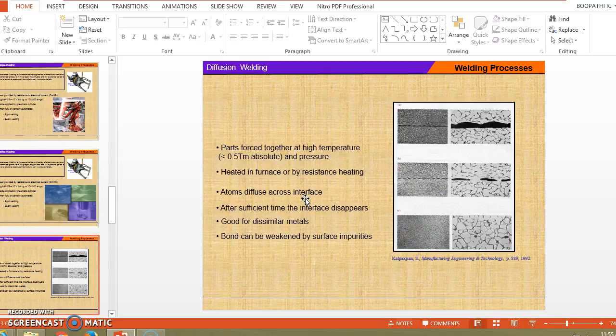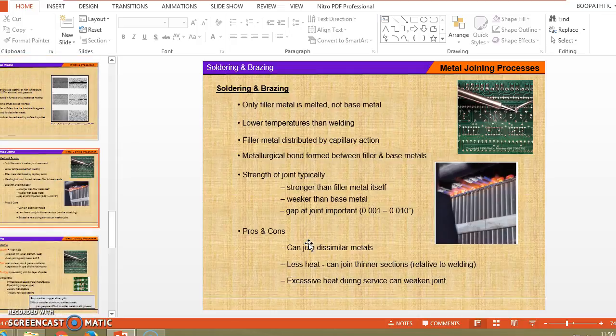In diffusion welding, parts are forced together at high temperature, heated in a furnace or by resistance heating. Here the atoms diffuse across the interface of the materials, that is the surface of the metal to be welded. After sufficient time, the interface disappears. It is good for dissimilar metals and the bond can be weakened by surface impurities.